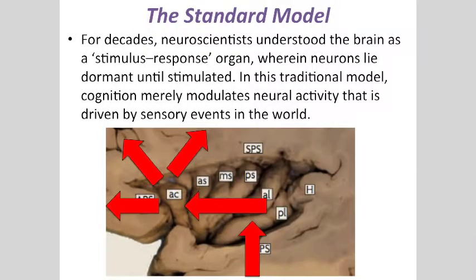All right, so the first thing you need to know is that for decades, neuroscientists understood the brain primarily as a stimulus response organ, wherein neurons lie dormant until they're stimulated. In this traditional model, cognition's role was simply to modulate neural activity that's being driven primarily by sensory events in the world.